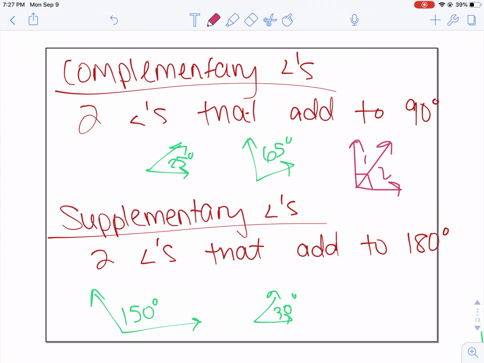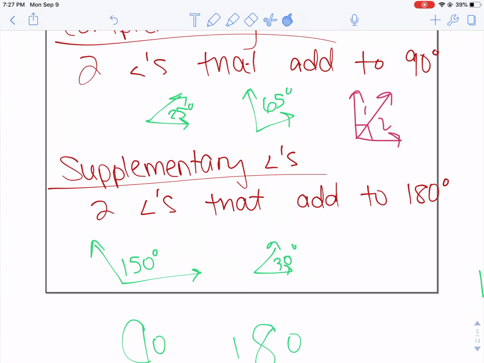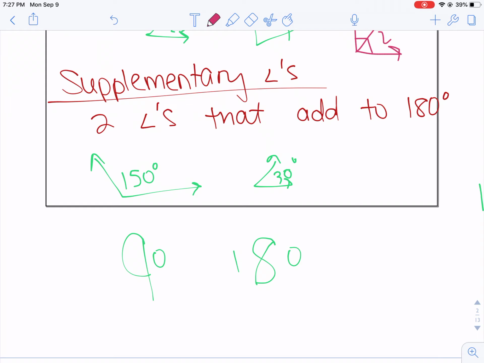Supplementary are two angles that add to 180, so 150 and 90. Remember I told you in class, the way I remember this is I make a C and I make an S. The C can be made into a 9 to be a 90. The S can finish to make an 8 to be 180. And that's how I remember supplementary means 180. Complementary means adds to 90.